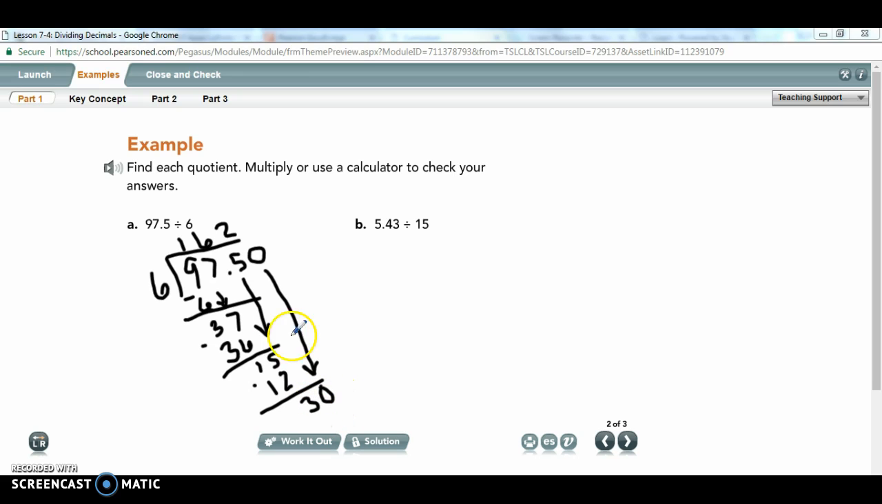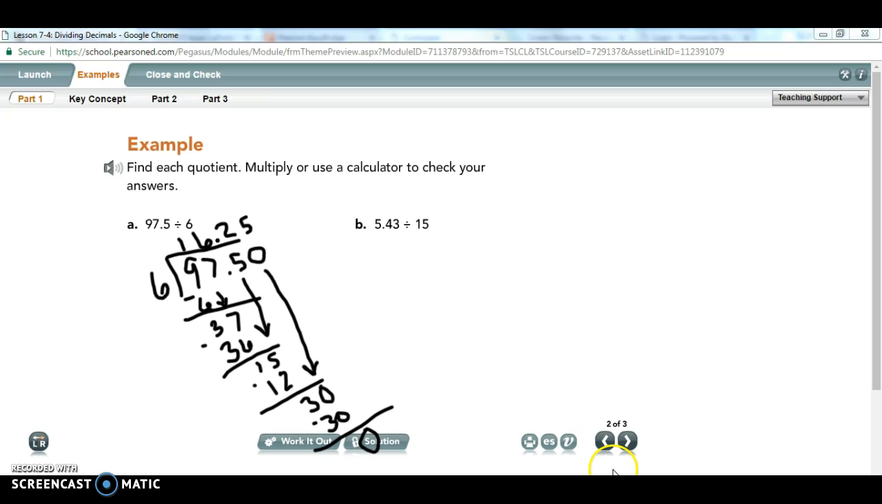So then we all know how many times 6 goes into 30. That's 5 times. So then when I write 30 here, I would subtract, and I have no remainder now. So then for my answer is not 1,625. What I have to do is find the decimal point and go straight up with it. My answer for this problem is 16 and 25/100ths.